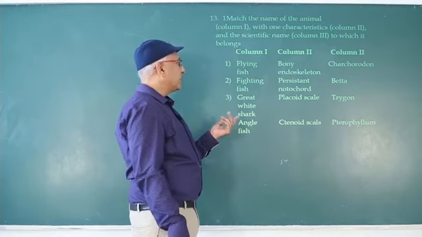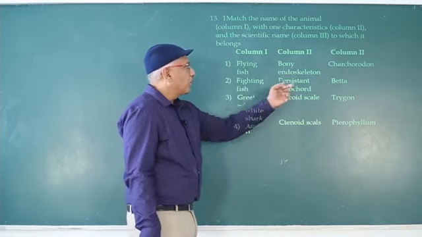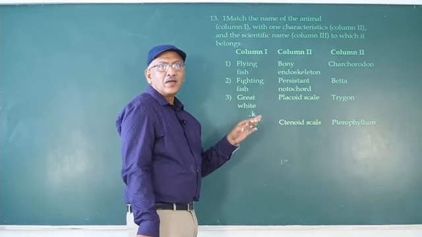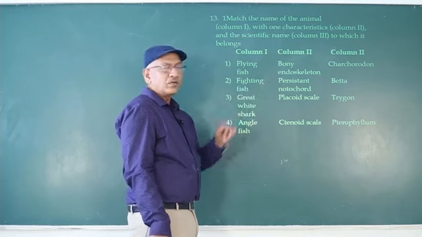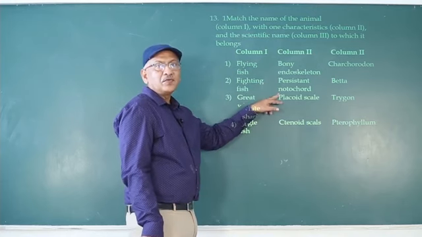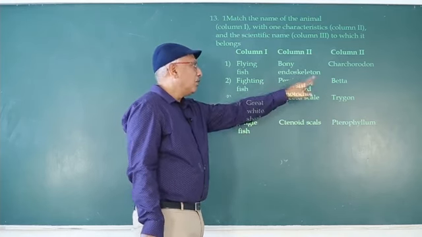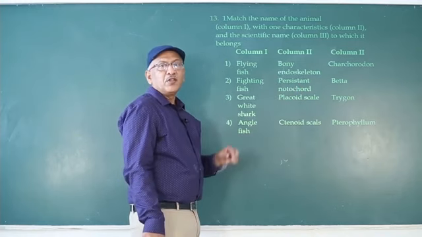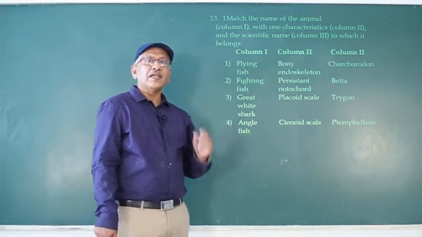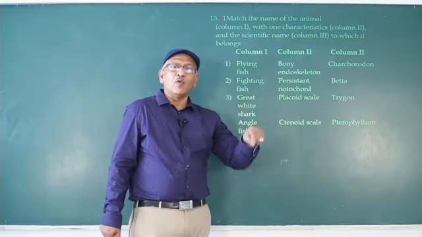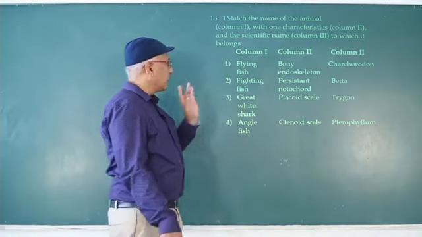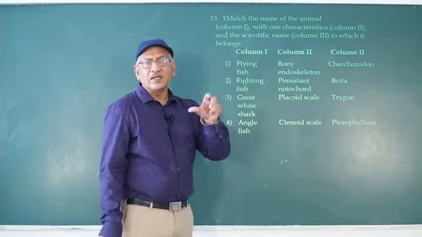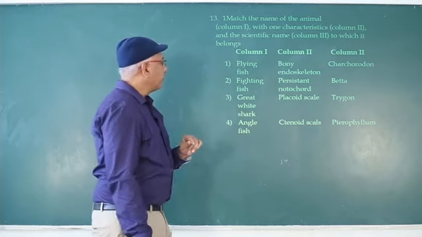Fighting fish, persistent notochord, Betta. In fighting fish, notochord is not present throughout the lifespan. Notochord is present throughout the lifespan in cartilaginous fishes, not bony fishes. Betta as the scientific name is correct. Why is it known as fighting fish? If we keep two Betta in an aquarium, they fight till one Betta dies. That's why it is known as fighting fish. No one keeps two Betta in the same aquarium.